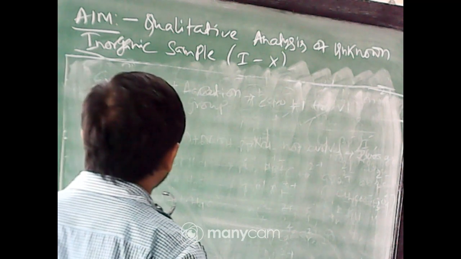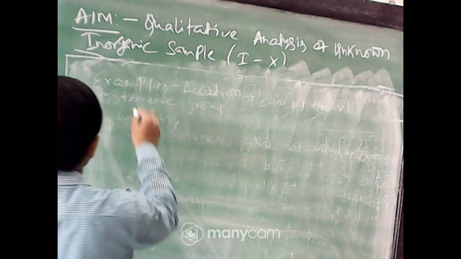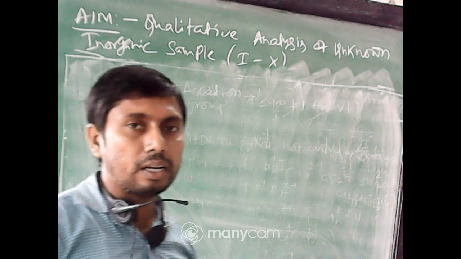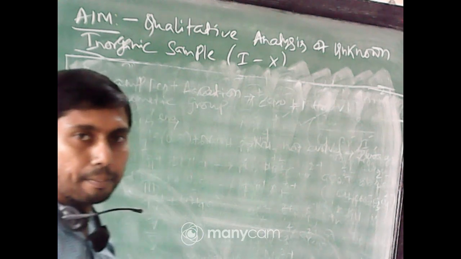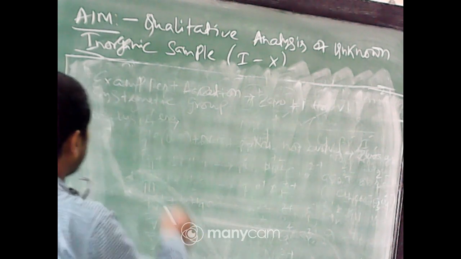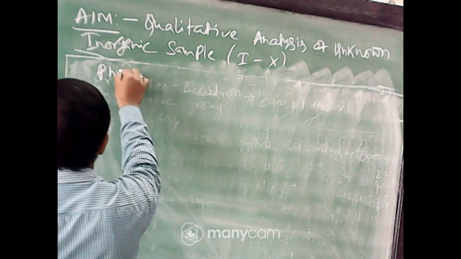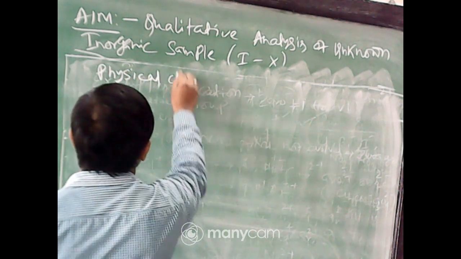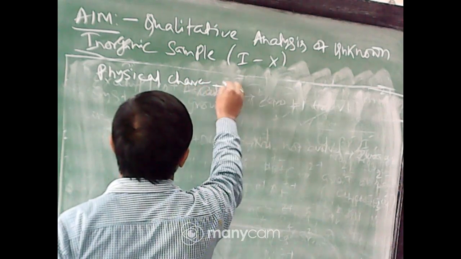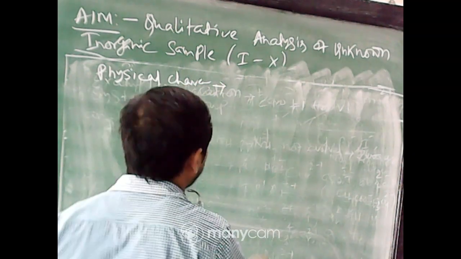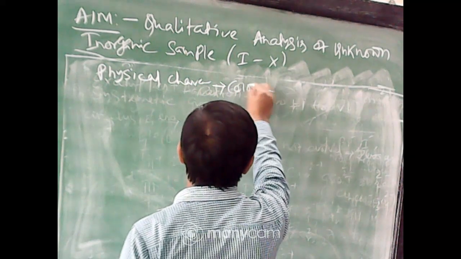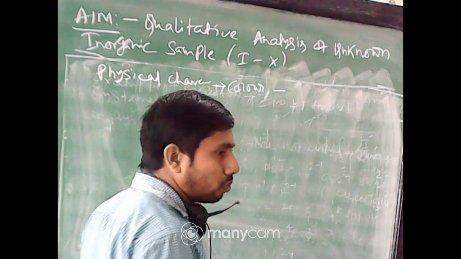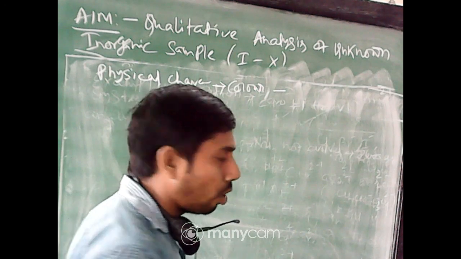Clear? Now I am going to that test. You can see there, at first, the preliminary idea about the sample is given. That preliminary idea is the physical characteristics. Under this title, the first point you will write is physical characteristics: the color at first. Next is the crystal, whether it is crystalline or amorphous.